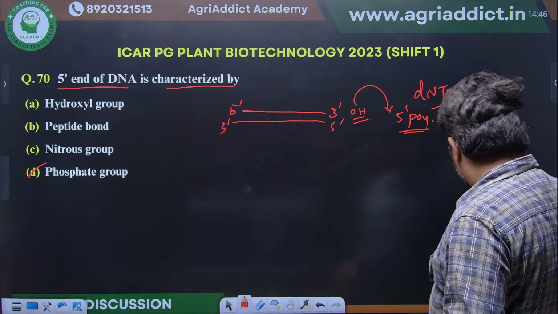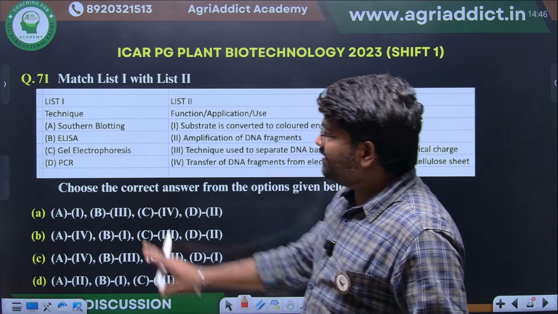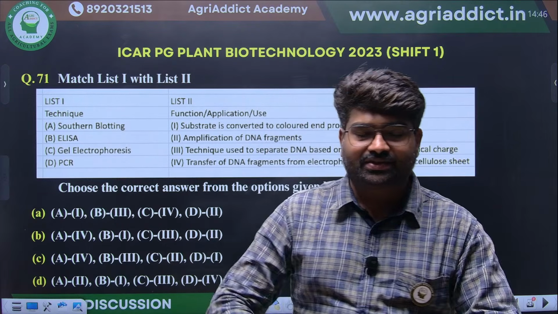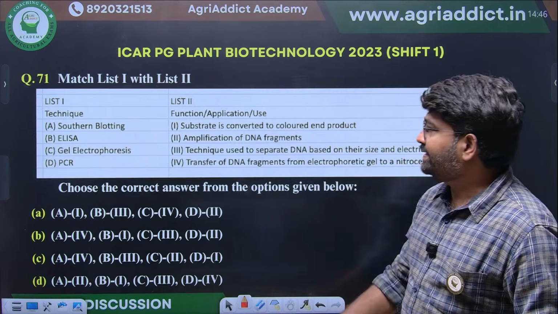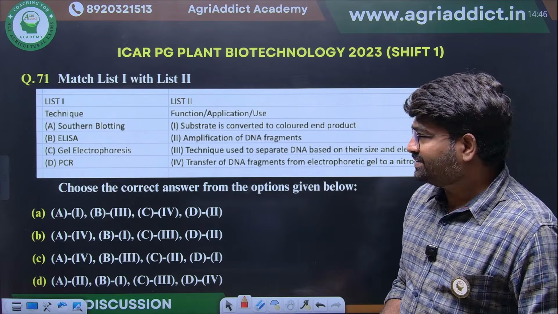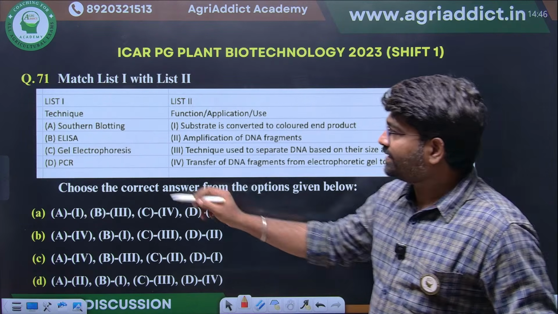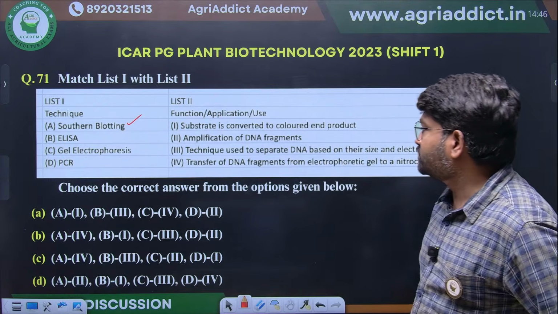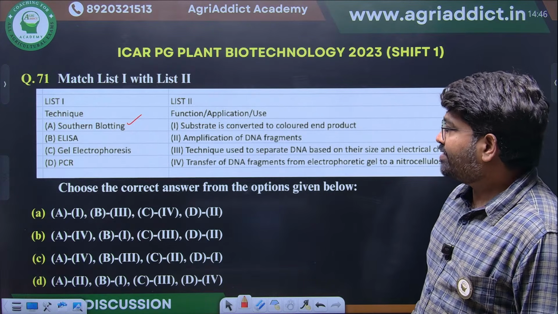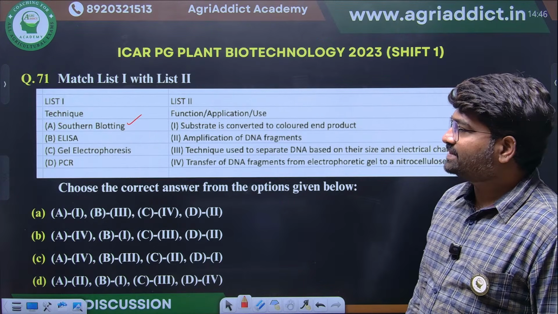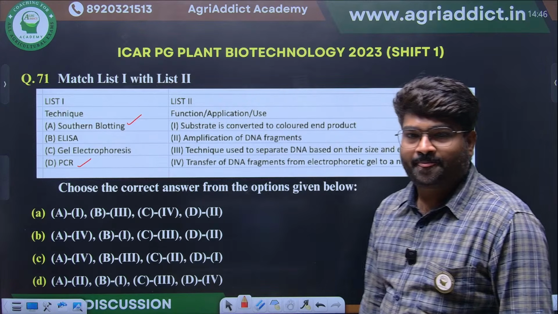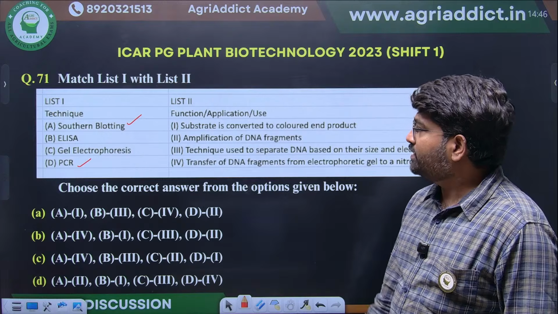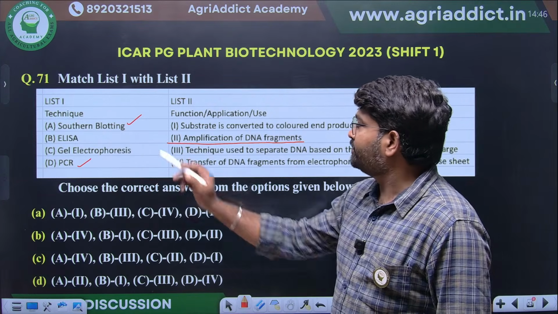Okay. Next, they have given different techniques. Again, techniques in biochemistry, they have asked more than 3 to 4 questions. They have given different techniques and what is its application. Southern blotting, this we know. Among them, the simplest technique is PCR. For what purpose will we use PCR? For the amplification of the DNA fragment.